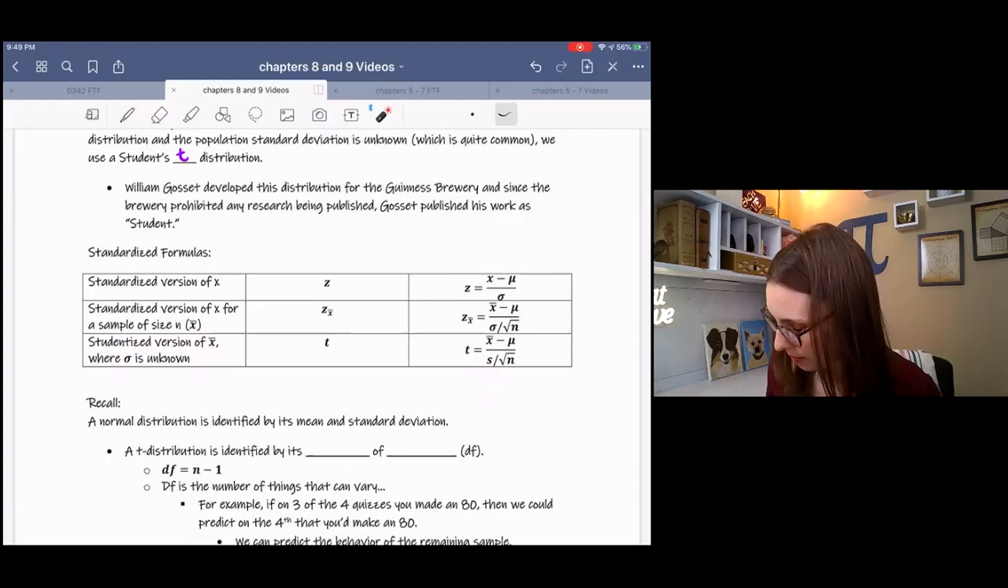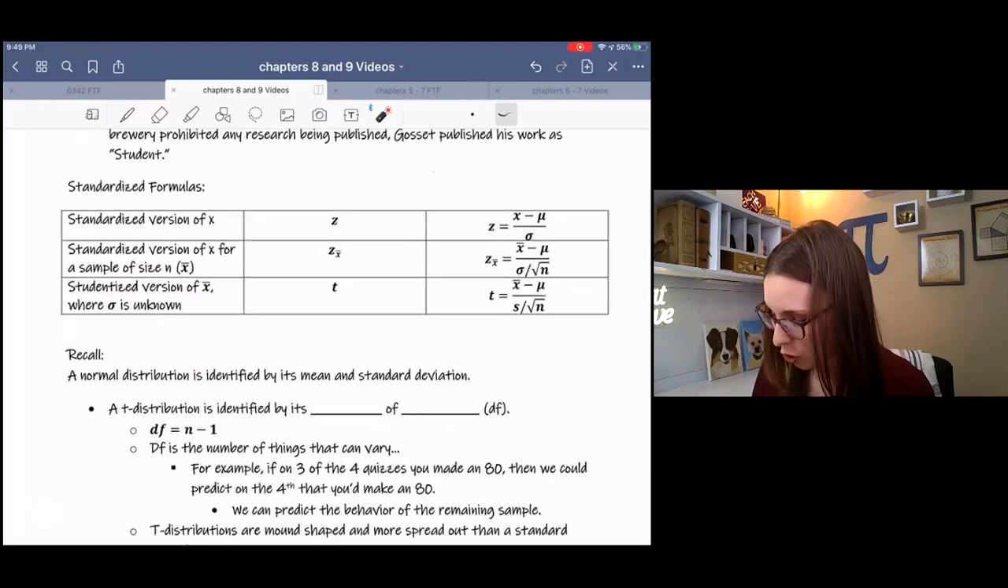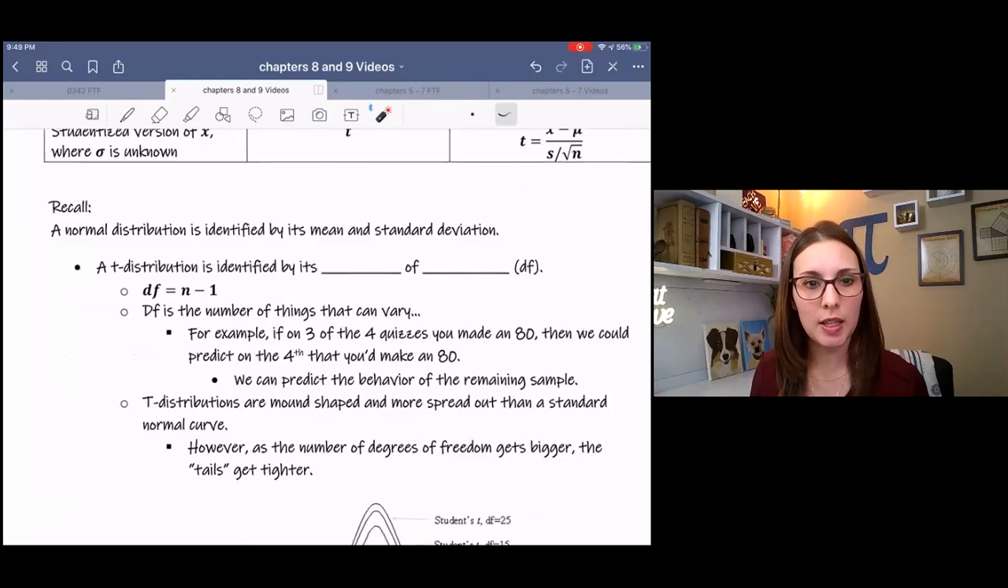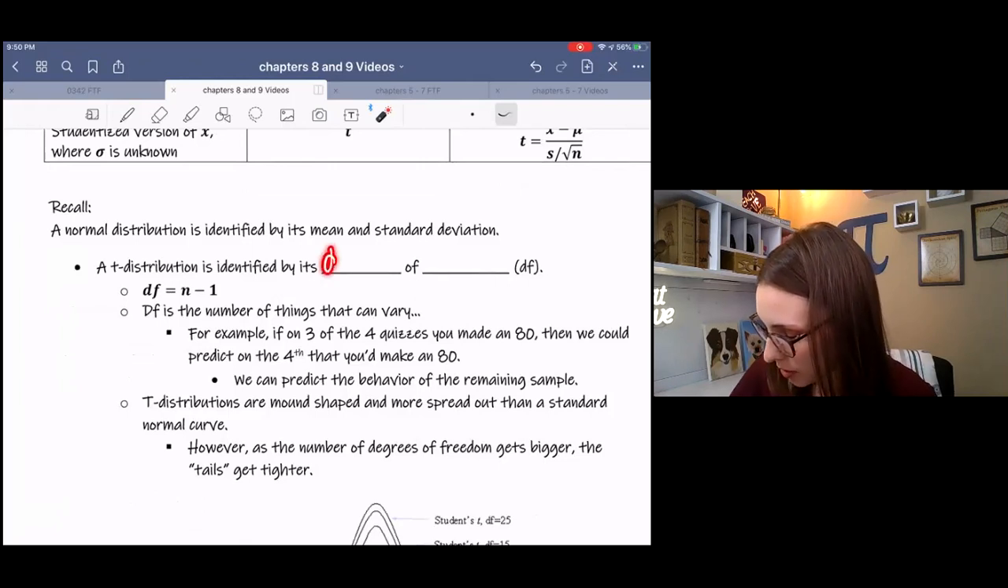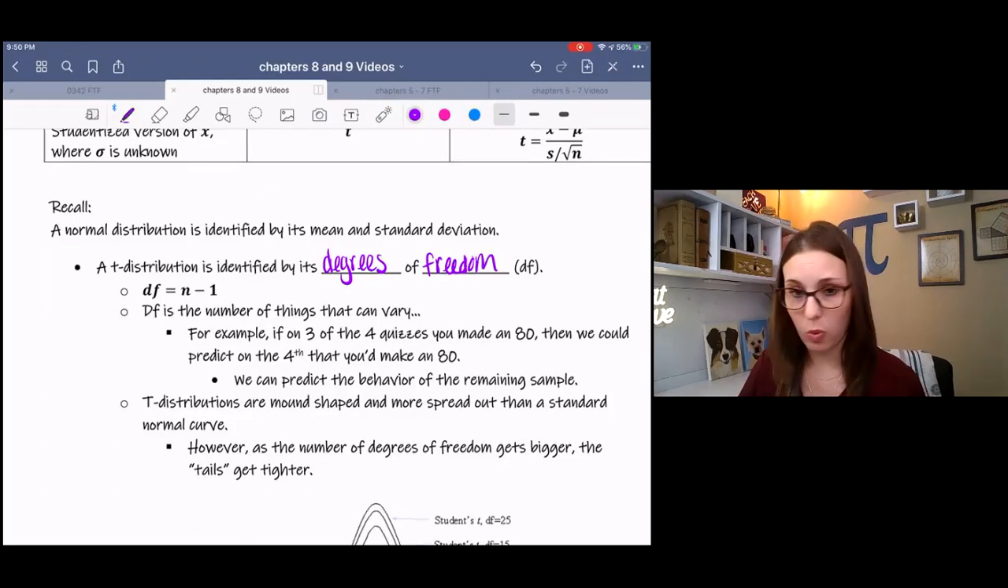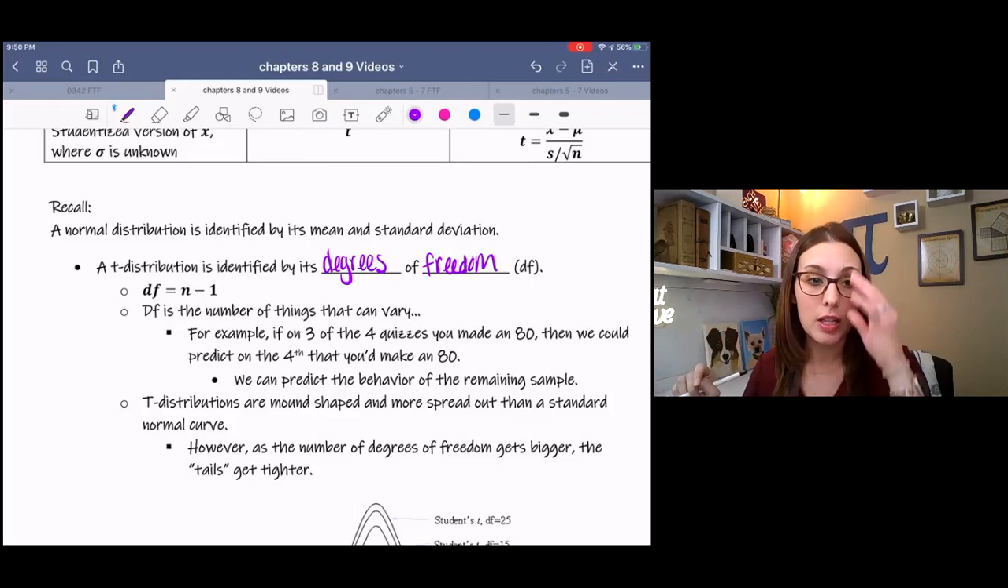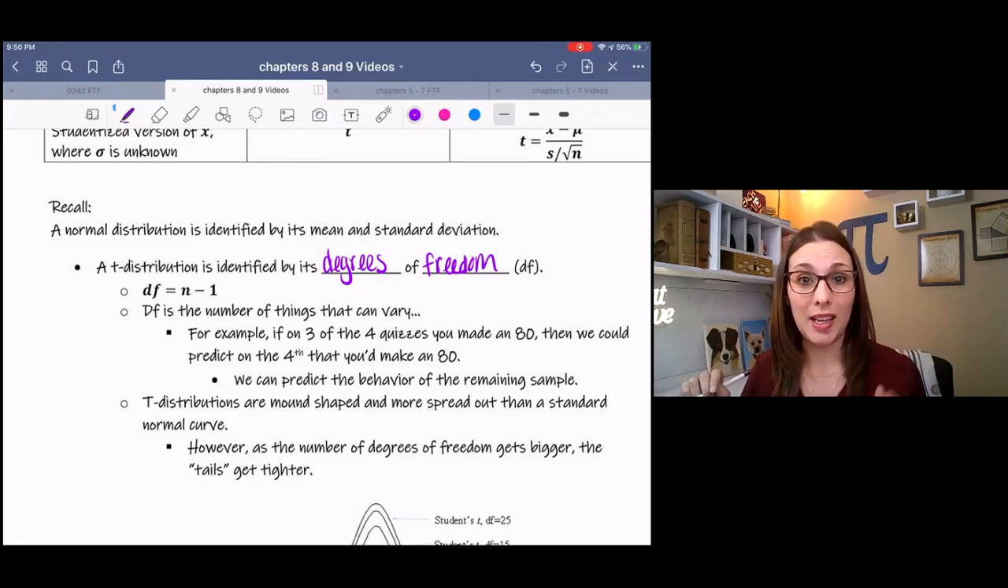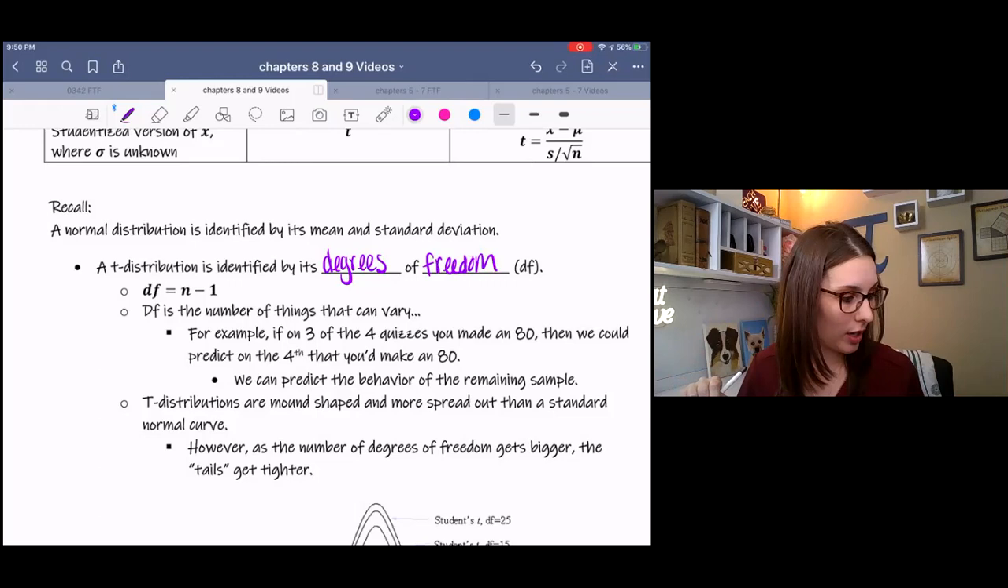A normal distribution is identified by its mean and its standard deviation. A T distribution is identified by its degrees of freedom. And you may ask, what is degrees of freedom? We abbreviate that DF. DF is found by N minus 1, where N is the sample size.